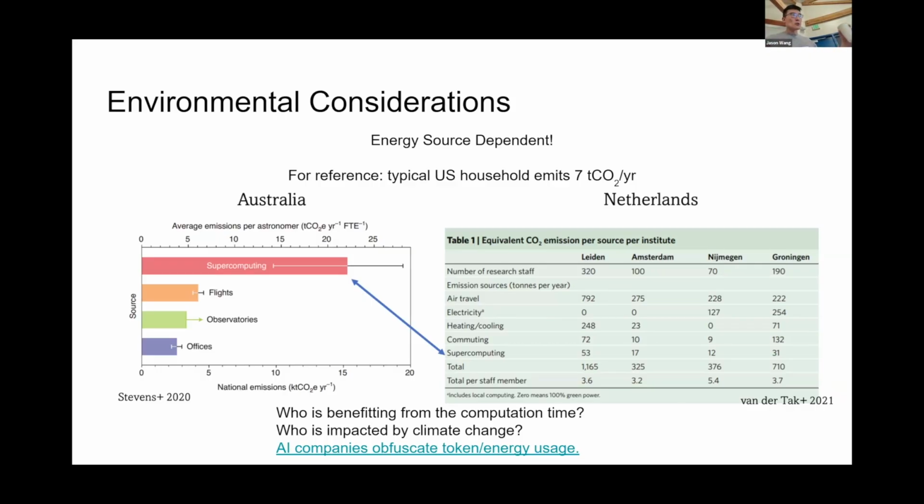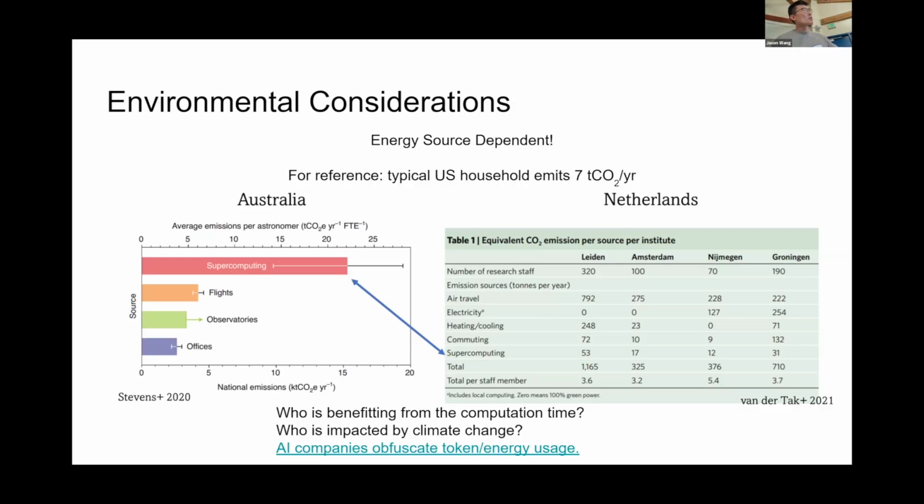But the CO2 footprint again is just the CO2 footprint. Then we have to think about putting CO2 in the atmosphere. Who is benefiting from the computation time? What kinds of nations, what kind of people are benefiting from this computation time, and who is impacted by climate change the most? Generally those from poorer countries, who have less means and resources and are less able to adapt to the changing climate, whereas those from more affluent countries are able to get specific resources to adapt to, say, heat waves and things like that.